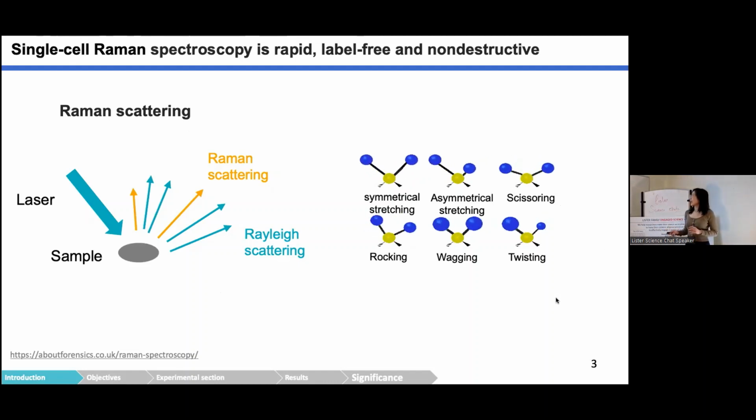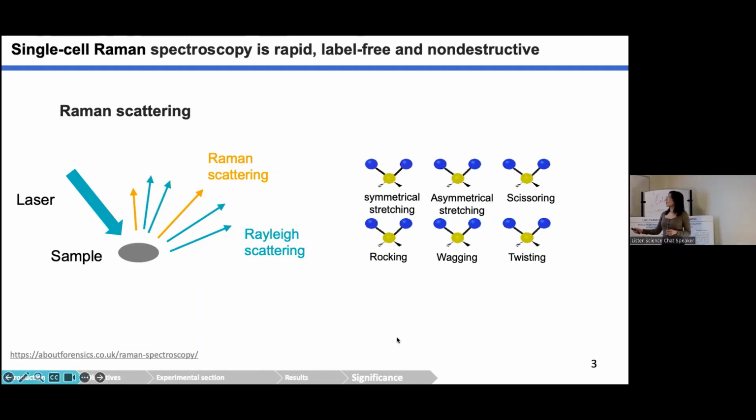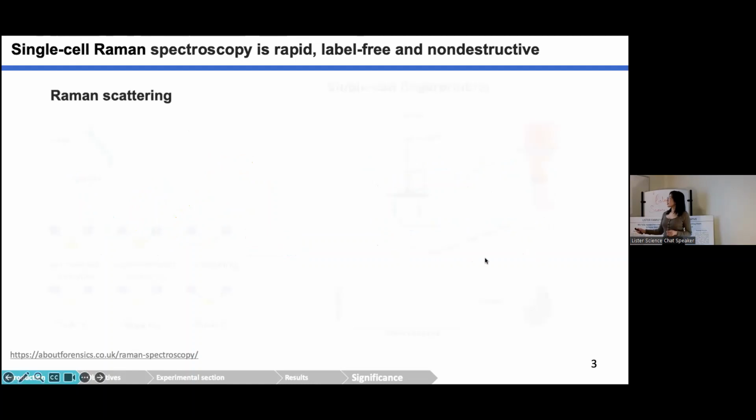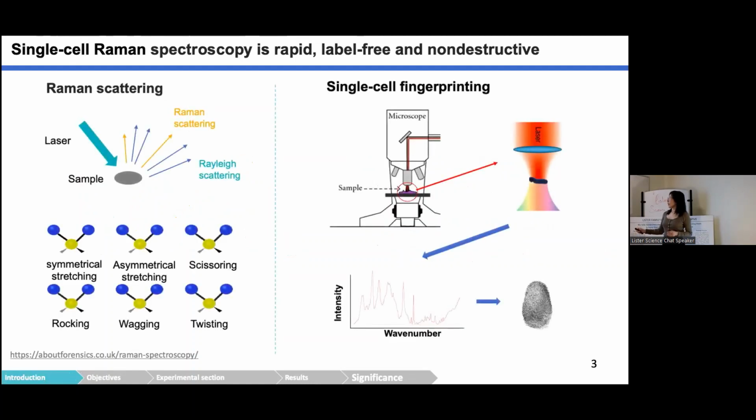And when we test it, it's very easy to use. We just put the sample under the microscope. Then the single cell can be trapped by the laser. And then the Raman spectra can be generated in several seconds. And those spectra are like the fingerprints of the bacterial cells. So different bacteria have different fingerprints. And based on this spectra, we can know which bacteria is which.